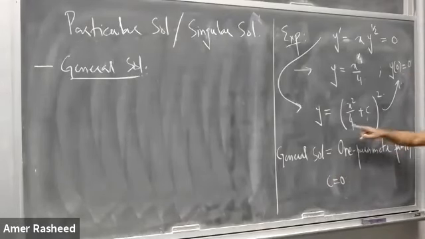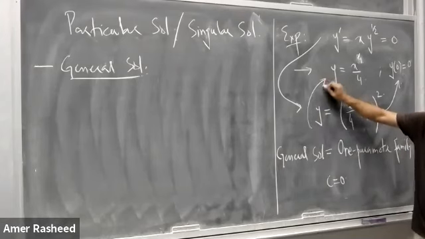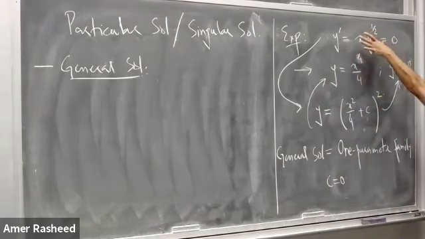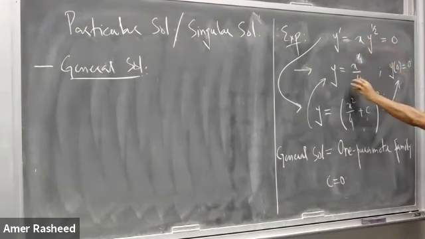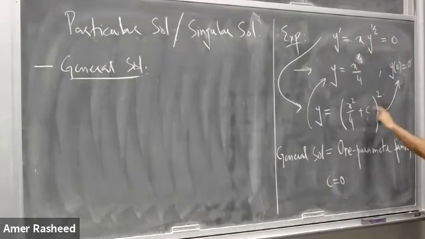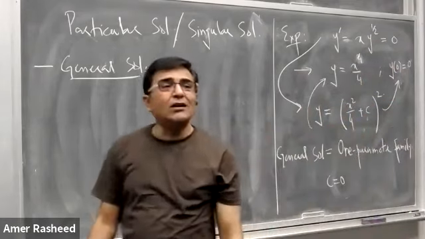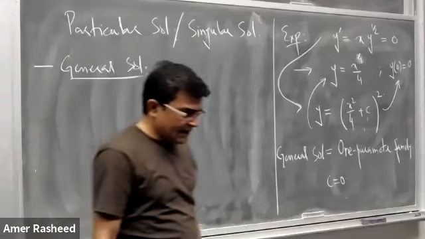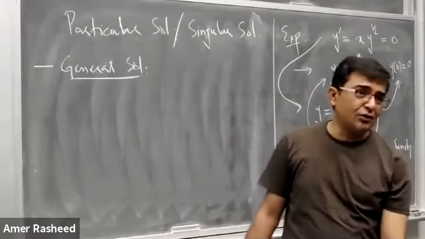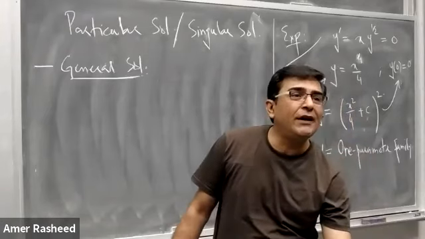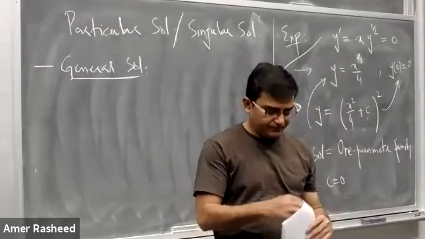In that case, what do we obtain? This solution. And this is the solution, we call it a particular solution of this differential equation. A particular solution is a solution which can be obtained from the general solution by inserting some particular value of c. So this is your particular solution, okay? And what is the singular solution? A singular solution is a solution of a differential equation which cannot be obtained from the general solution.